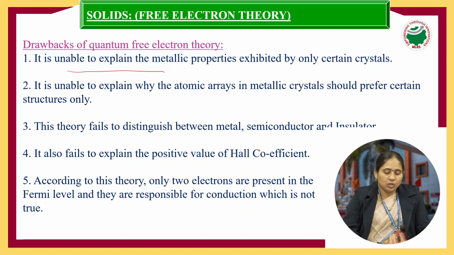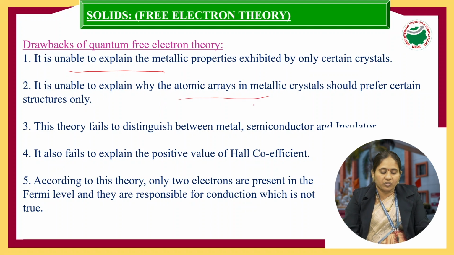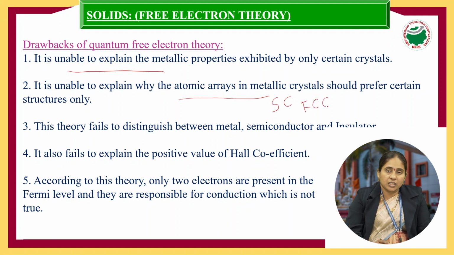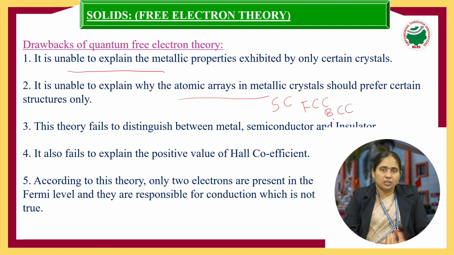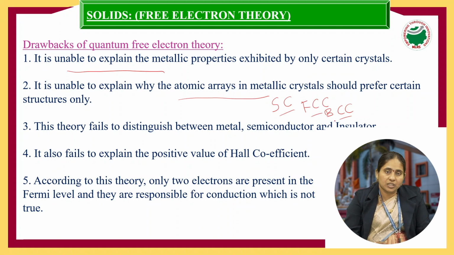Next, it is unable to explain why atomic arrays in a metallic crystal prefer certain structures only. Some of the materials exhibit simple cubic. Some of the materials exhibit FCC, that is face centered cubic. Some of the materials exhibit BCC, that is body centered cubic. So why is it so? What is the reason why it chooses only FCC, or only BCC? That also is not explained by the quantum free electron theory.